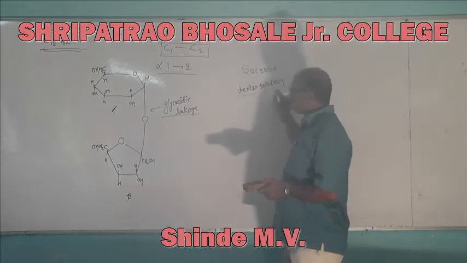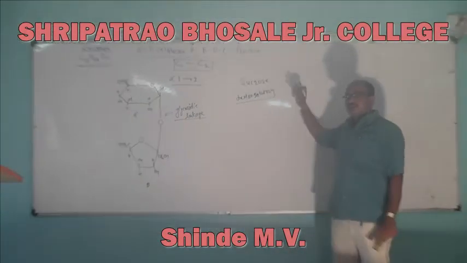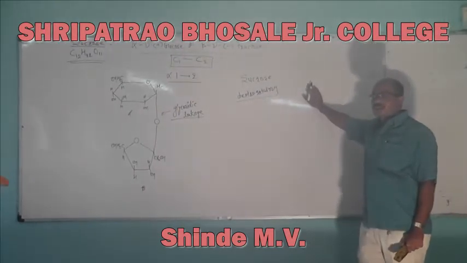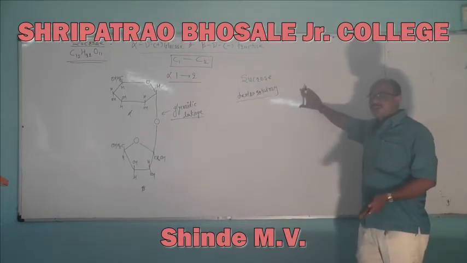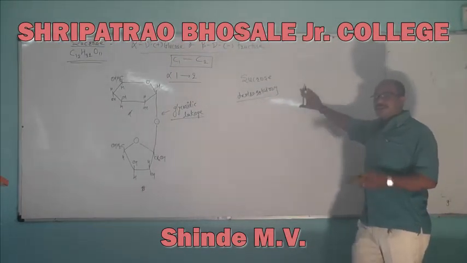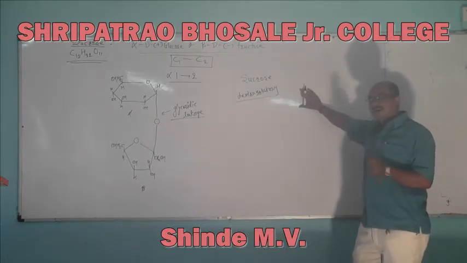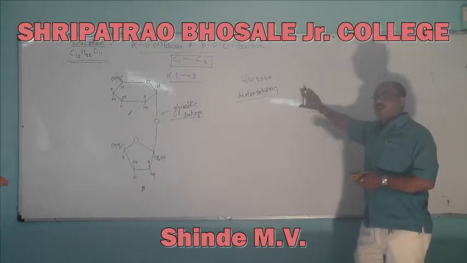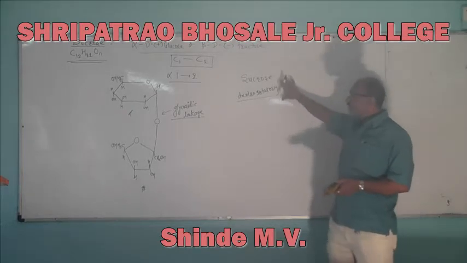Dextrorotated. It has dextrorotation. When we pass plane polarized light through a solution of sucrose, we see a change in the angle of plane polarized light towards the right-hand side. So it must be dextrorotatory.